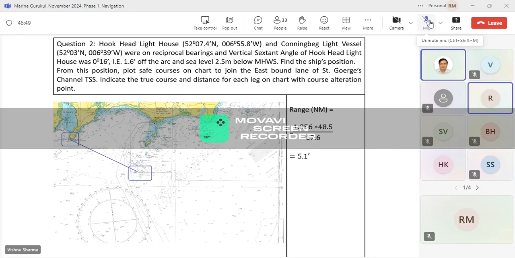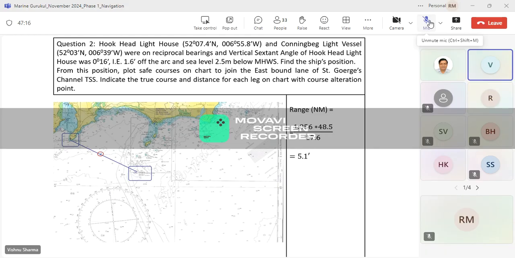This is the distance from the light whose vertical angle was taken. Which was that? Hook Head light. Now you open your compass to 5.1 miles, place the compass at Hook Head and cut here, and you'll get the position of the ship. Yes or no, beta? Am I right? Yes, sir.